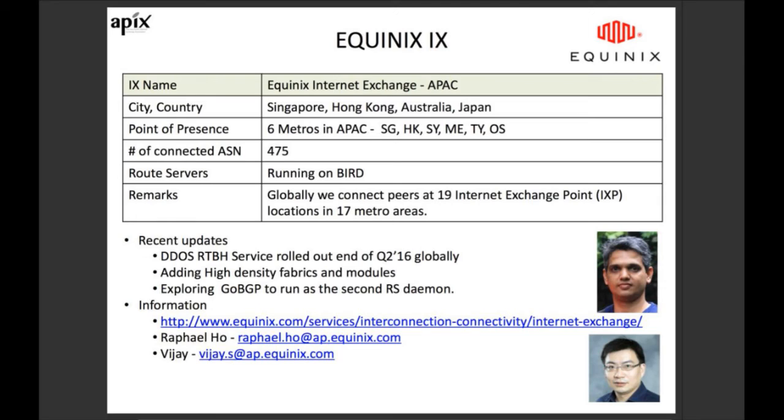Hey, hi, I'm Vijay from Equinix APAC. In APAC, we operate our IX platform in 6 different metros across 4 different countries. If you need more details on the IBXs, the number of IBXs, I can always give it to you. Across the 6 different metros, we have 475 consolidated AS numbers peering with our route server based on the BIRD daemon.